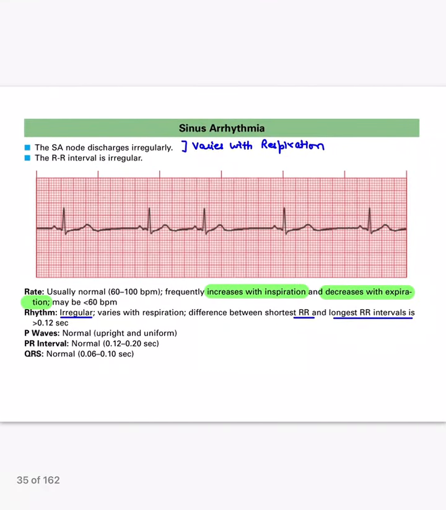Now coming on to sinus arrhythmia. Arrhythmia means there is some variation. If you see the gap, do you see? We have a variation, increasing, decreasing. Normally it's between 60 to 100. But the heart rate increases with inspiration and decreases with expiration. Okay, so this is important. But the other things are normal. So the RR interval is irregular. So this is sinus arrhythmia.